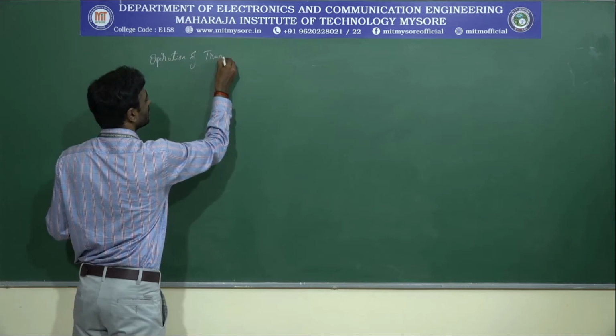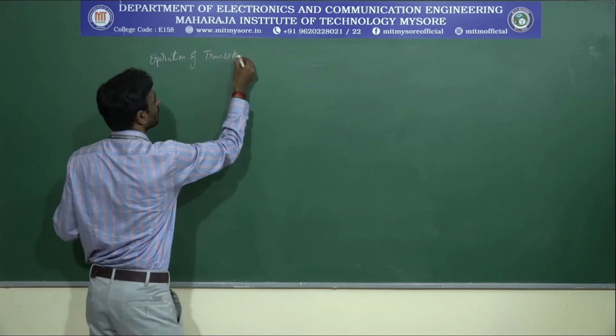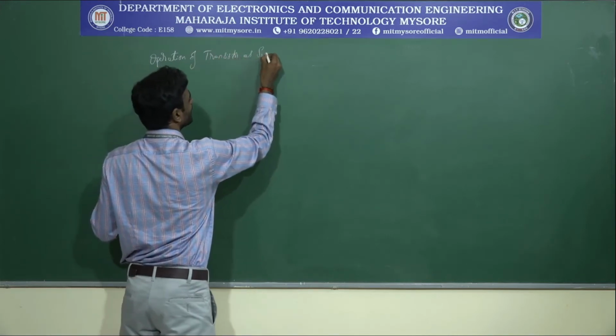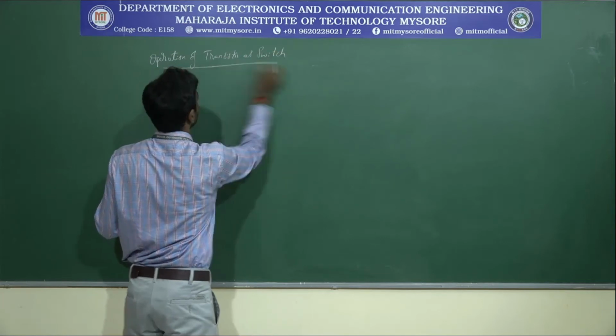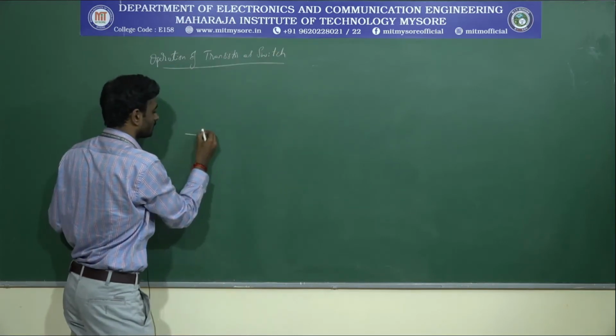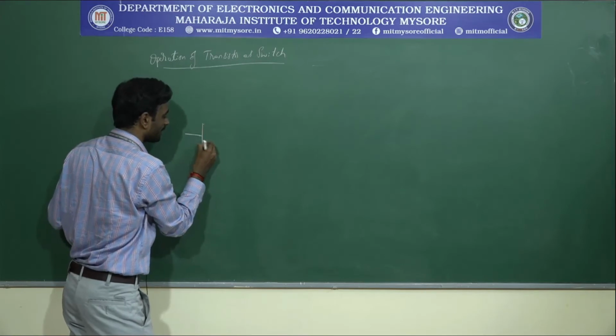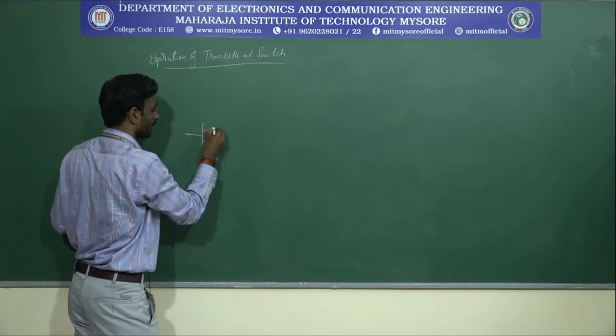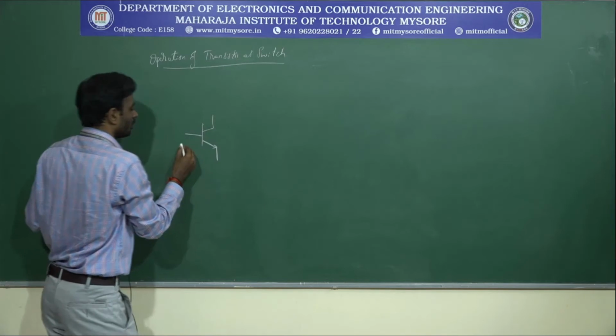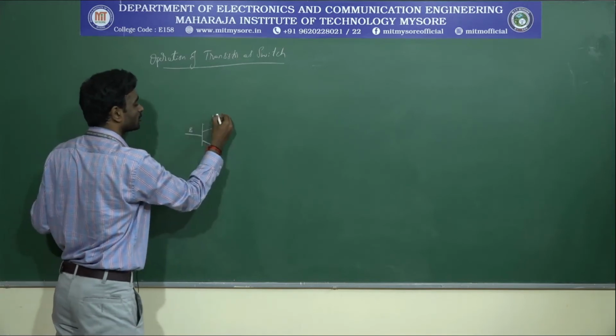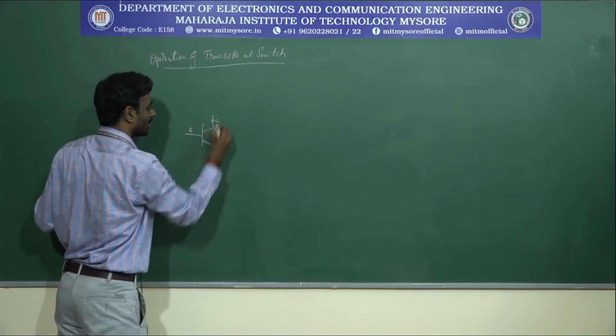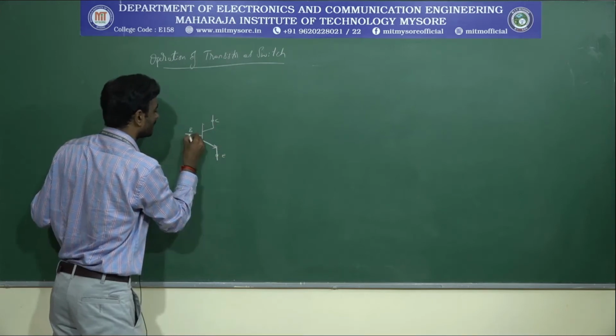I will consider one transistor circuit here to operate it as a switch. So let's take one NPN transistor. This will be the base, this will be the collector terminal, and this will be the emitter terminal.